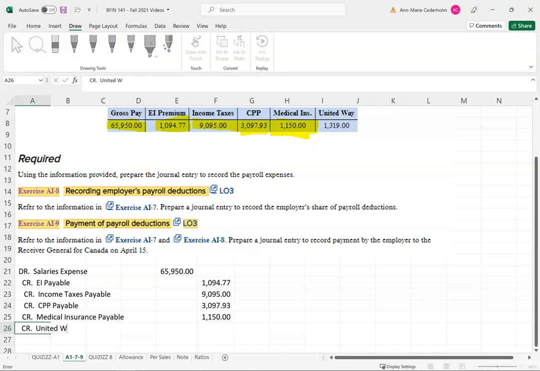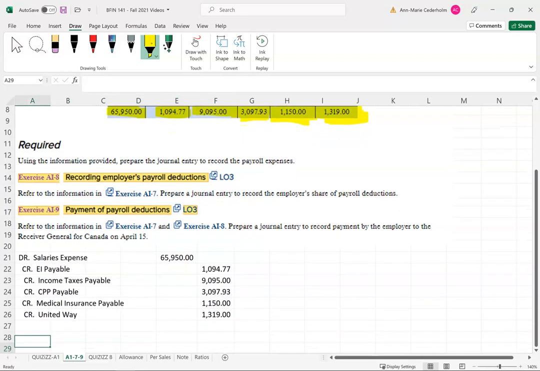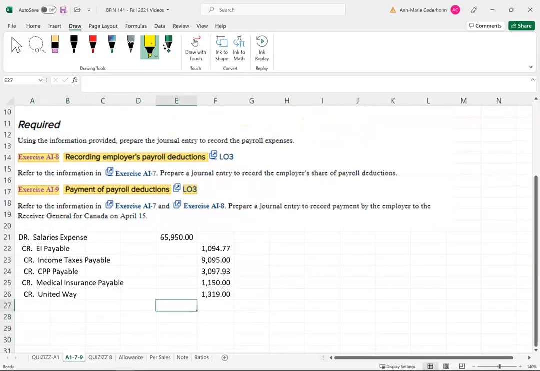And then United Way. So I'm just assuming that United Way is a charity. So the employees here would have agreed to have money deducted from their paycheck in order to make a charitable contribution. So there's other types of source deductions as well. There could be union dues, basically anything.